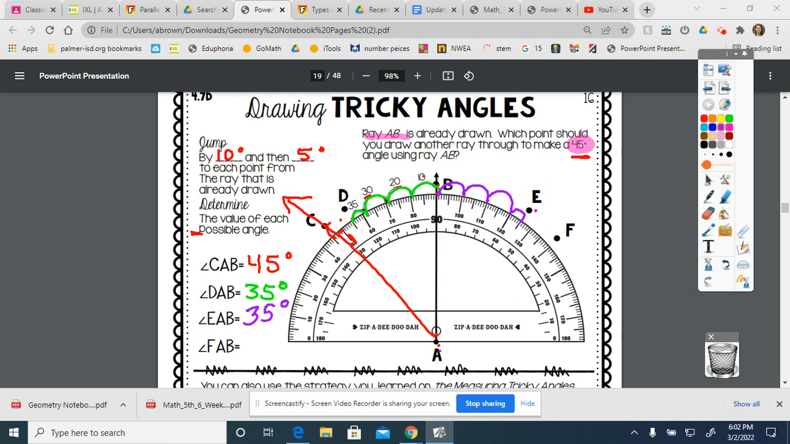Okay, and then one more for FAB. So I'm going to go ahead. I already have this 10, 20, 30, and I'm going to make 40. And then there, that's a whole other 10. That one is a 50-degree angle.